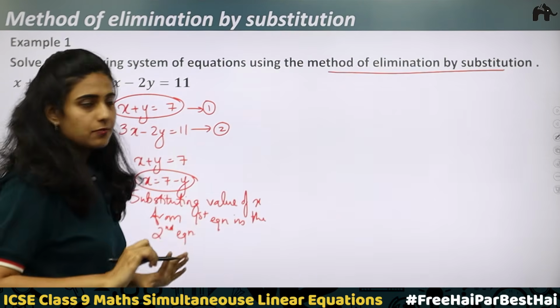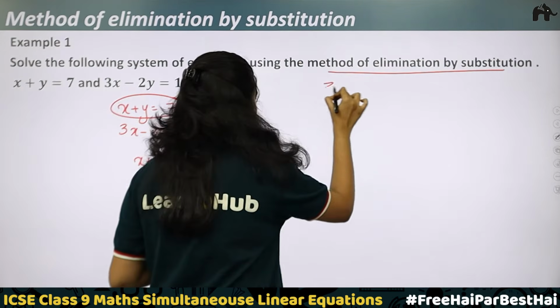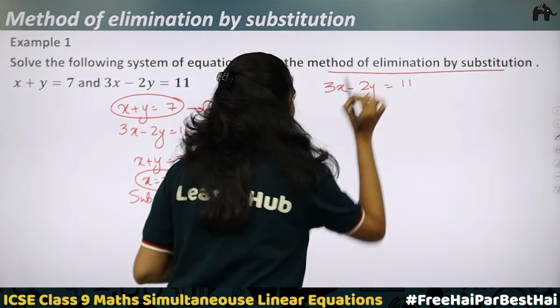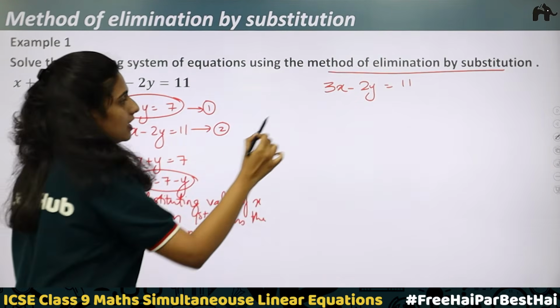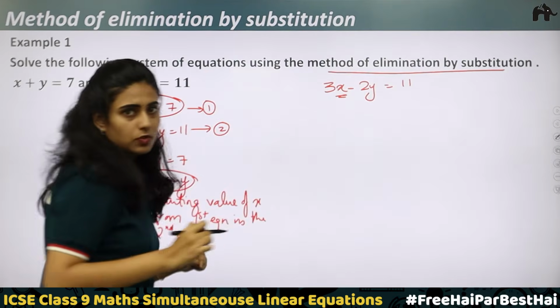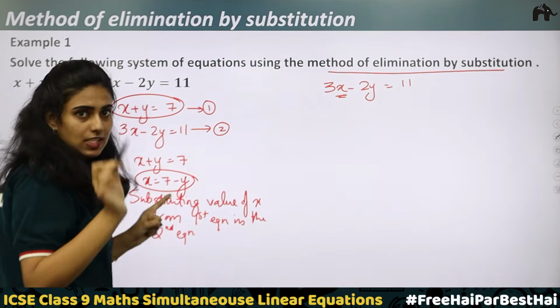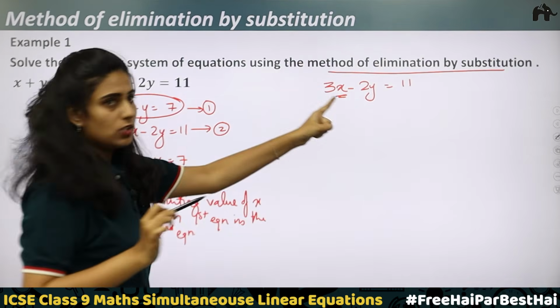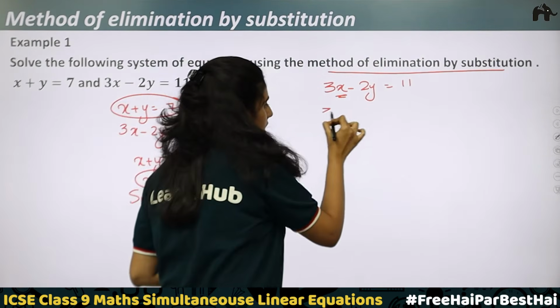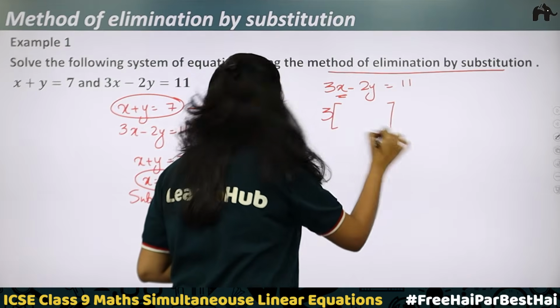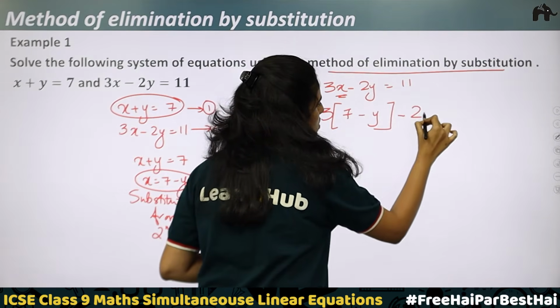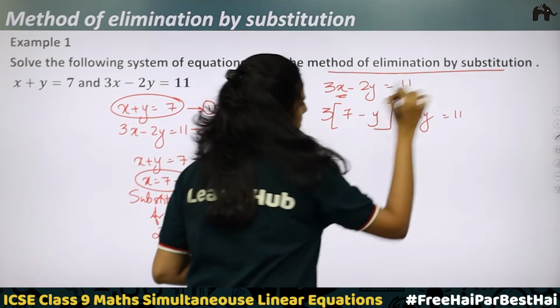Then what do we get? What is the second equation? 3x minus 2y is equal to 11. Here we can see this is x. What is x from the first equation? We have x is equal to 7 minus y. We are going to substitute it here. So it becomes 3 into, in place of x we will be writing 7 minus y, minus 2y is equal to 11.